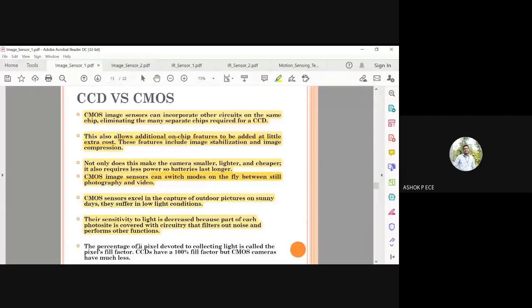A pixel is one element of a matrix. That is what you have to visualize. If you have a 4 by 3 matrix, each element of the matrix is a pixel. And inside each element of the matrix, how much you are going to fill it with the photo site is going to be called the fill factor. But CCDs are going to have 100% fill factor. But CMOS, the fill factor is comparatively less, rarely used in CMOS, but it is perfectly used in the CCDs for capturing the images.